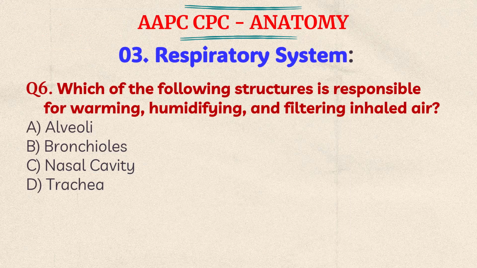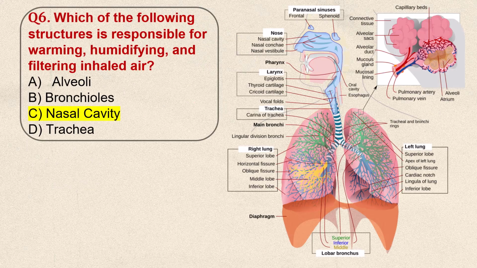Question number 6. Which of the following structures is responsible for warming, humidifying and filtering inhaled air? A. Alveoli, B. Bronchioles, C. Nasal cavity, D. Trachea. Think about the answer. The correct answer is C, nasal cavity.